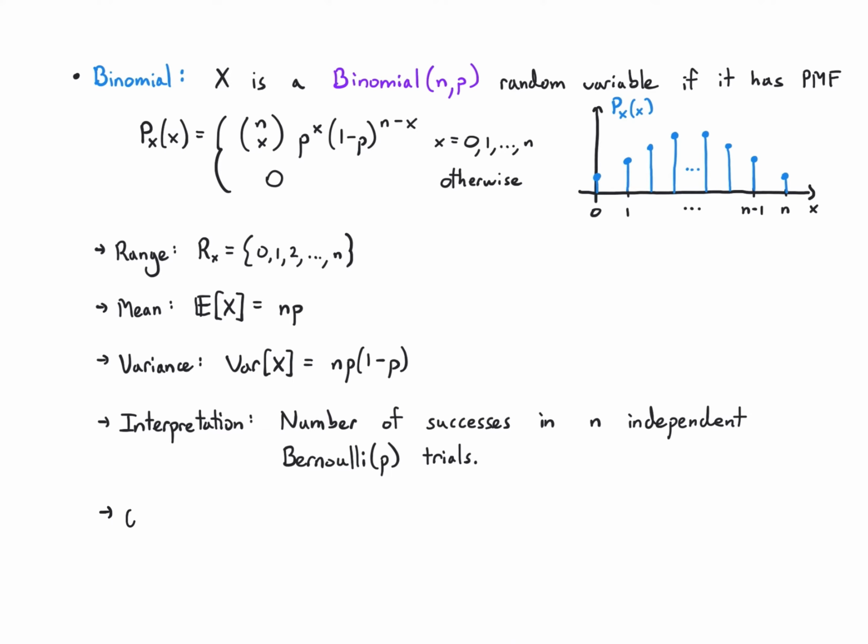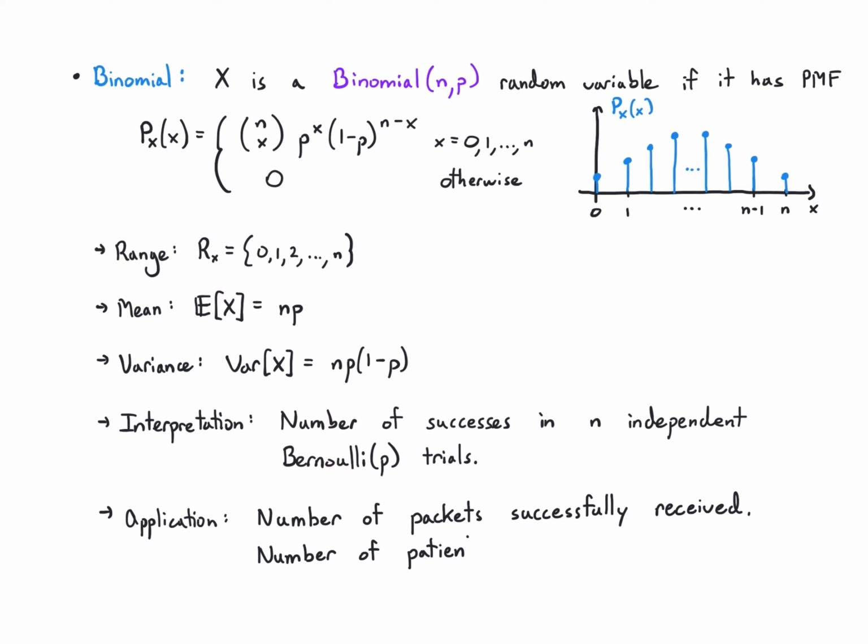The PMF, the one thing I want you to notice here is that the n choose x is counting the number of ways that your x wins or successes are positioned out of the n possible positions. Some applications, you could think that this is the number of packets successfully received out of n transmitted. Or in a trial with n patients, how many were cured by the drug that you tried? Or how many parts do you manufacture within tolerance? Let's say you try to make 100, how many of them actually were made successfully?